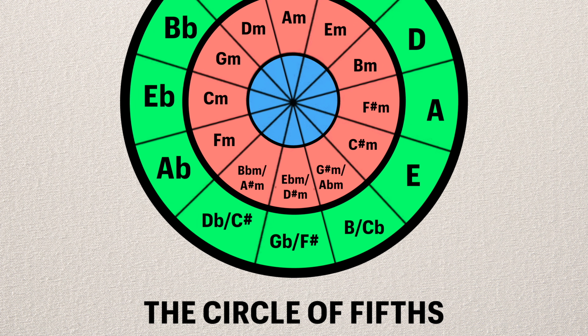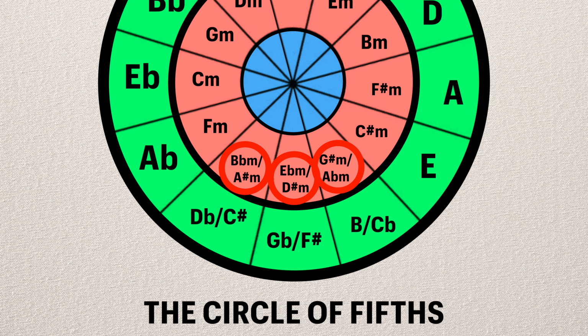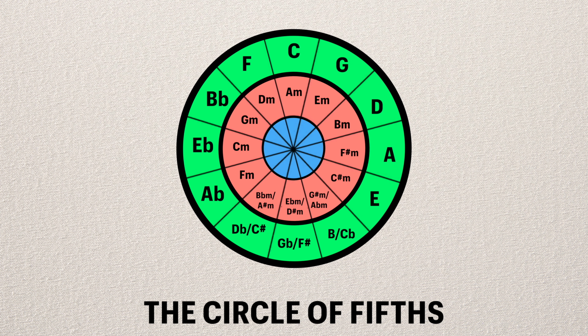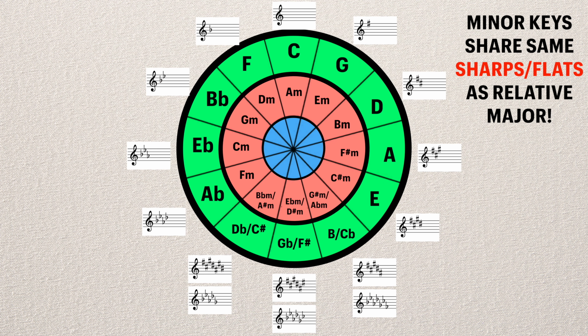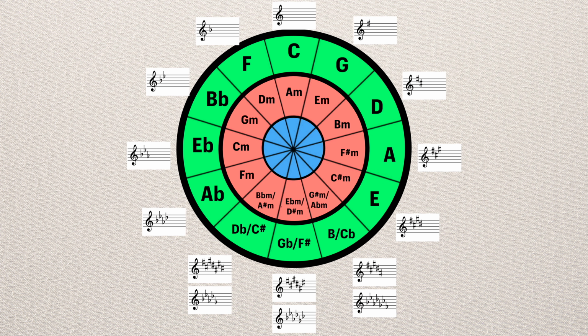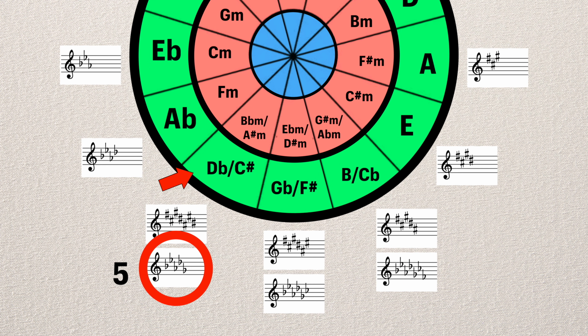The bottom 3 tonalities also have enharmonic pairings of their own in the minor section. Because these minor keys use the same notes as their major counterparts, they also share the same number of respective sharps or flats. So yes, D flat major has 5 flats, and so does its relative minor, B flat minor.